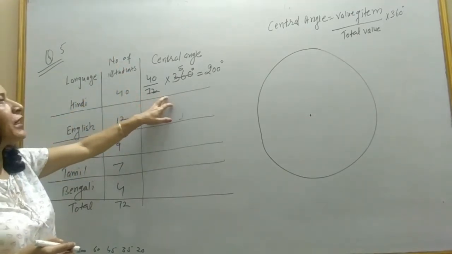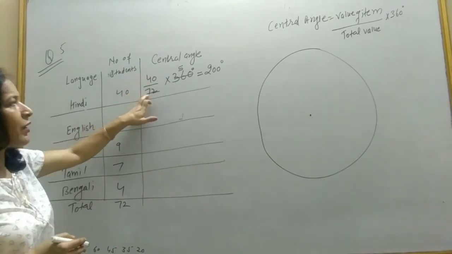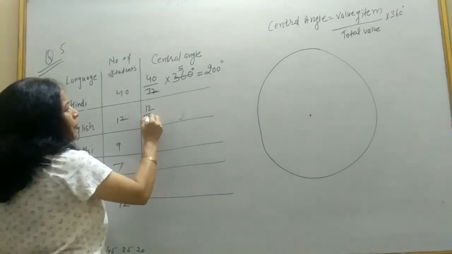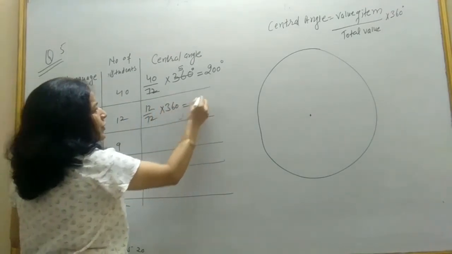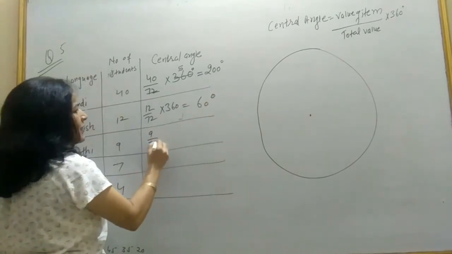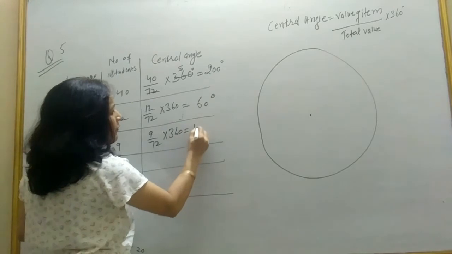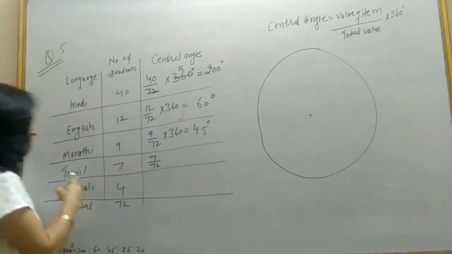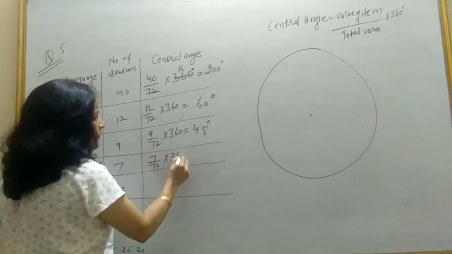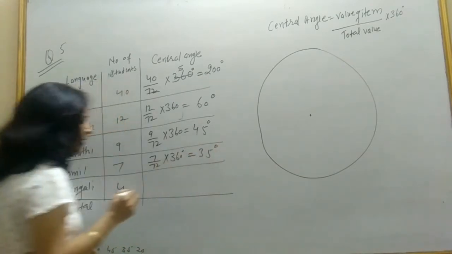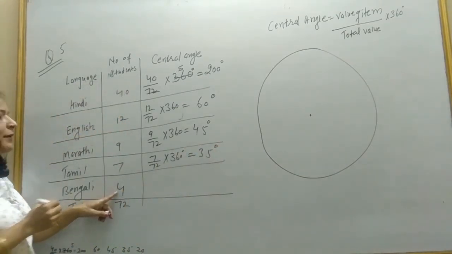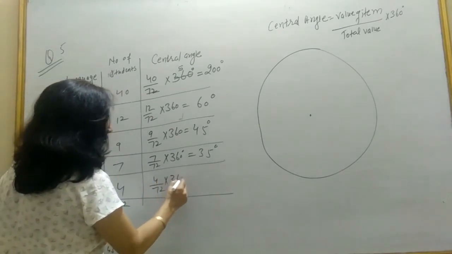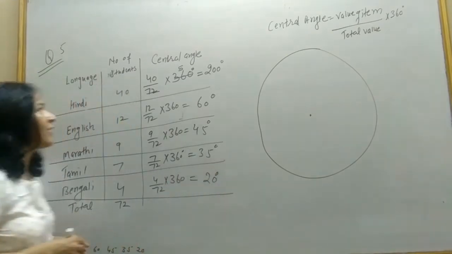In the previous question, I first found one more column for the fraction. Now I am directly putting in the formula: particular value divided by total value multiplied by 360. So 12 upon 72 into 360 is 60 degrees. 9 upon 72 into 360 will be 45 degrees. Out of 72, 7 people speak Tamil, so the angle is 35 degrees. Out of 72, 4 people speak Bengali, so multiplying by 360, it's a 20 degree angle.